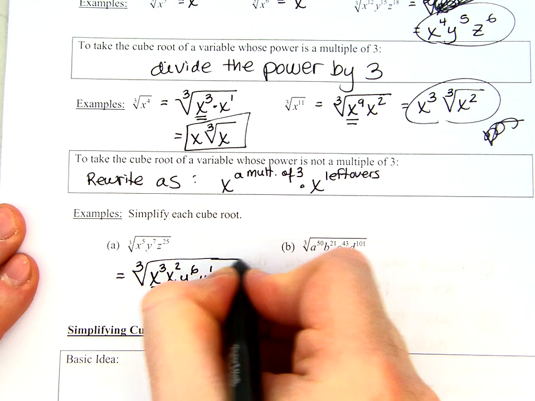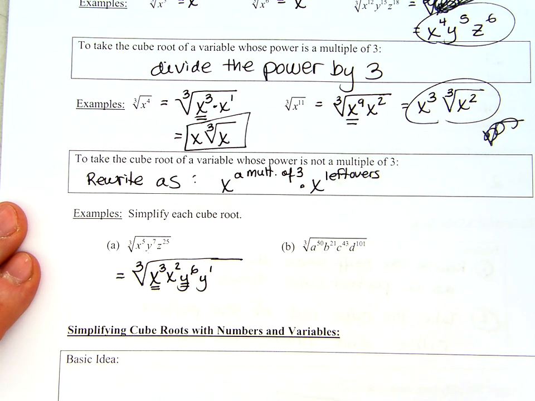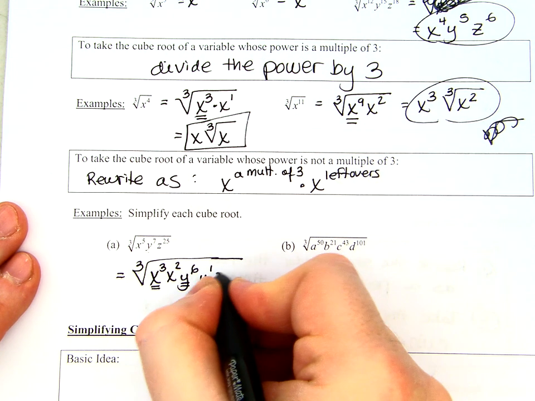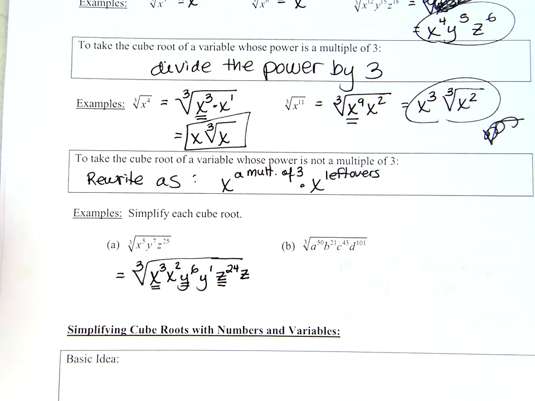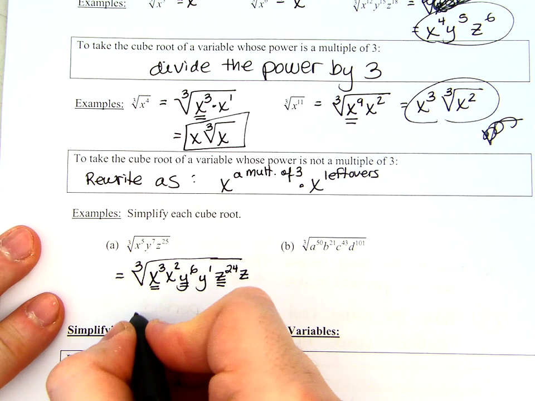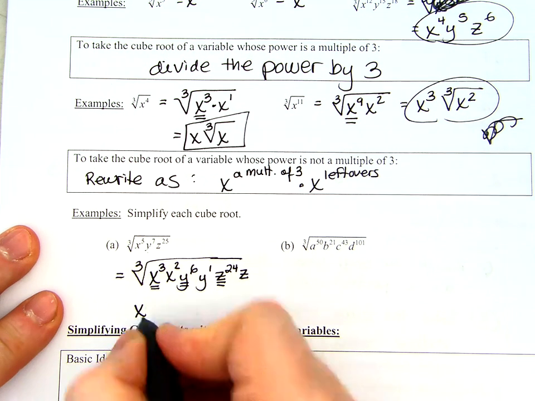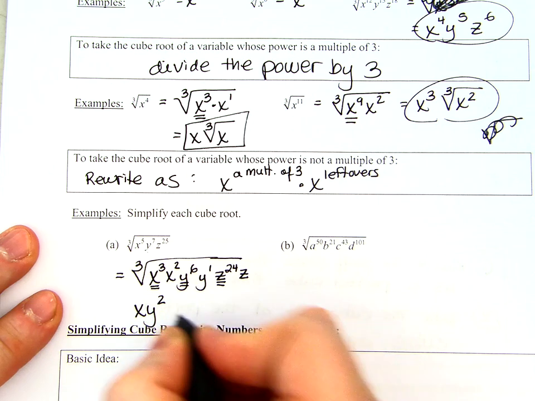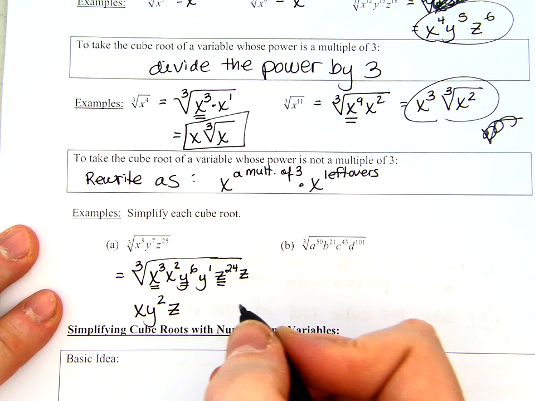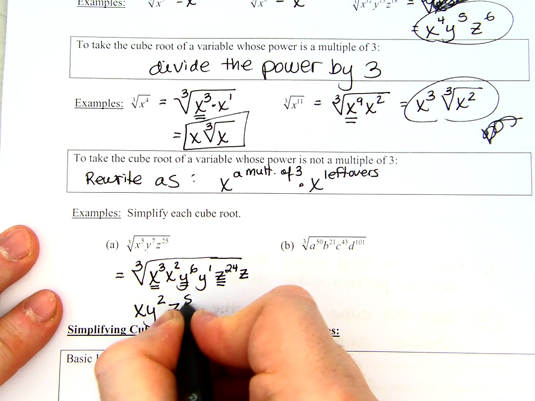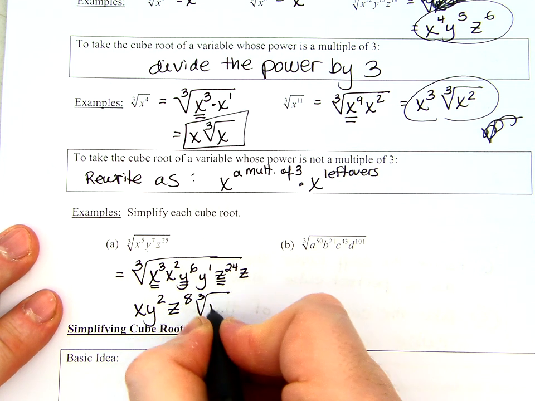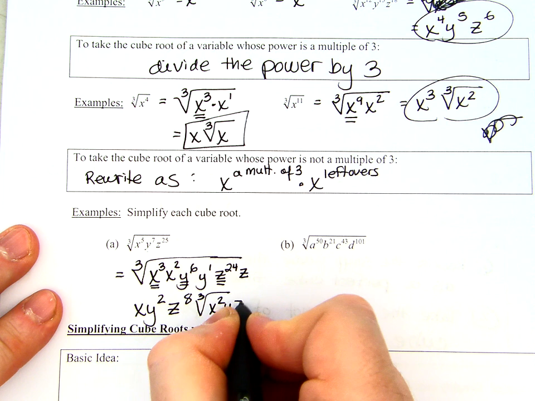Jamie, what about z to the 25th? Is it good or does it need rewriting? How? Good. z to the 24th times z. I'm going to go and take my cube roots. So I'm going to get just an x, just a y squared, and a z to the 8th. Okay, 8th. Cube root of x squared y z.